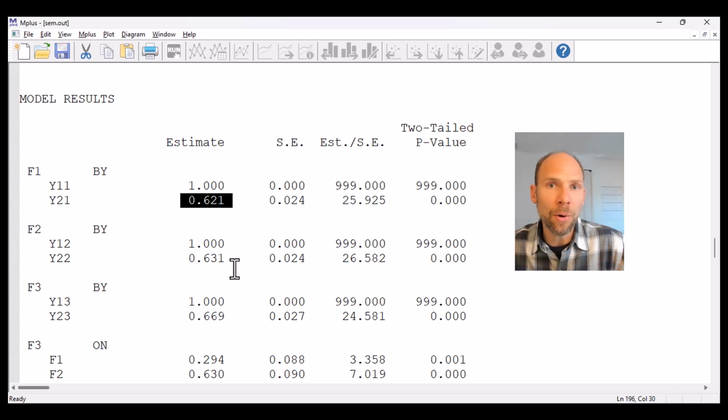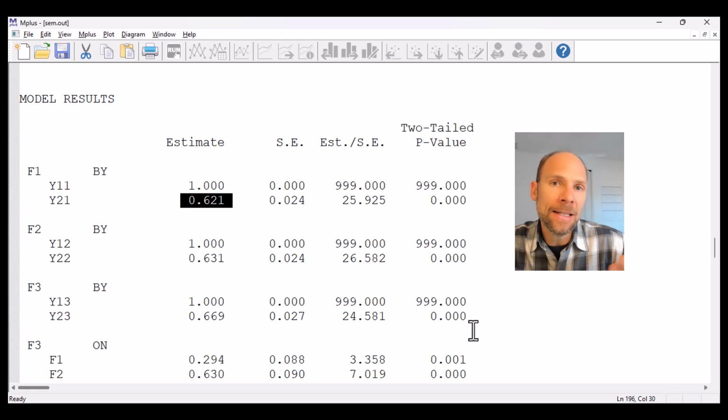You could fix them both to 1, assuming what we call essential tau equivalence, where the factor loadings are equal between the indicators. That would make sense whenever you have indicators that are measured in the same units of measurement. When that's not the case, then we estimate the loadings freely, and then there will be an adjustment for the differences in scaling when those loadings are estimated. And so that's pretty much where it ends in terms of the interpretation for those unstandardized loadings.